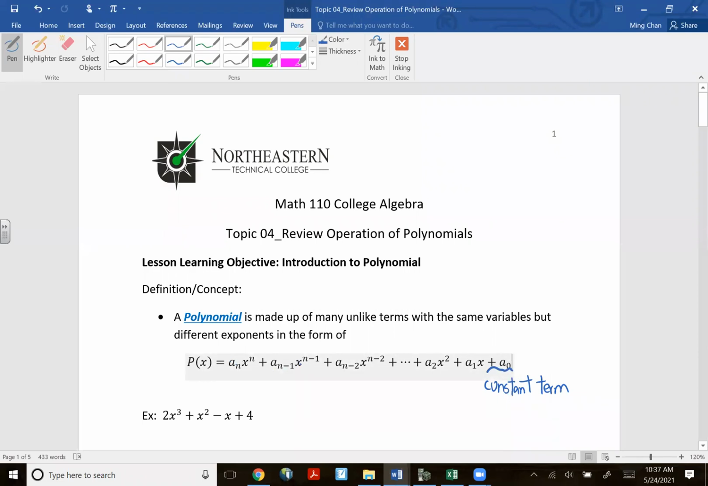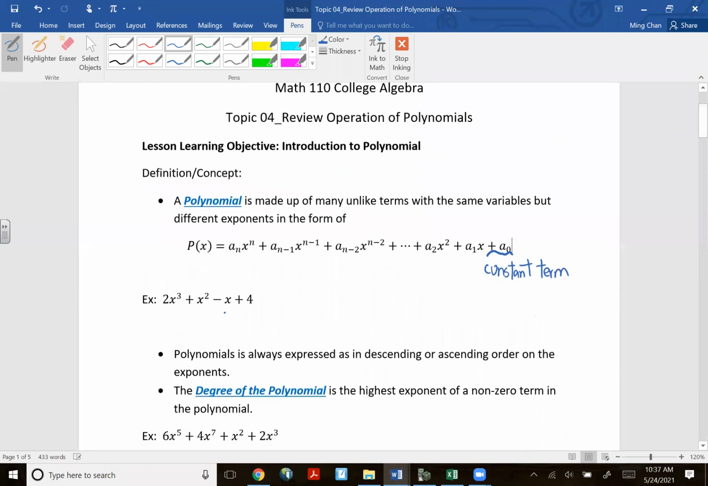The a_(n-1) in front of the x, we can call them coefficients. So all the coefficients are different. Exponents are expressed in descending order. Here is a perfect example of a polynomial: 2x to the third plus x to the second minus x plus 4. So this 4 is actually 4x to the 0 power. Anything to the 0 power is 1, and 1 times 4 is still 4. That's the reason why the 4 here is going to be a constant term.